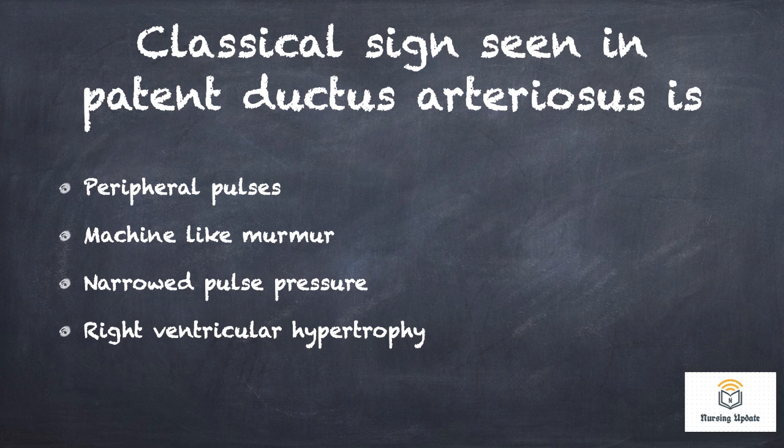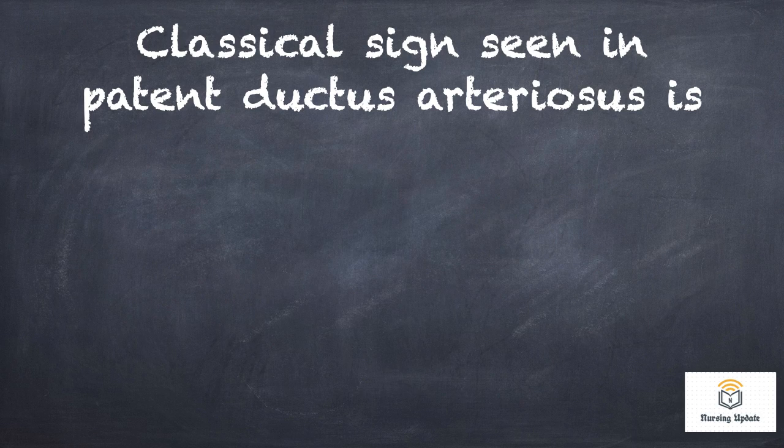What is the classical sign seen in this particular disease condition? Option A, peripheral pulses. Option B, machine-like murmur. Option C, narrowed pulse pressure. Option D, right ventricular hypertrophy. The correct answer is machine-like murmur.